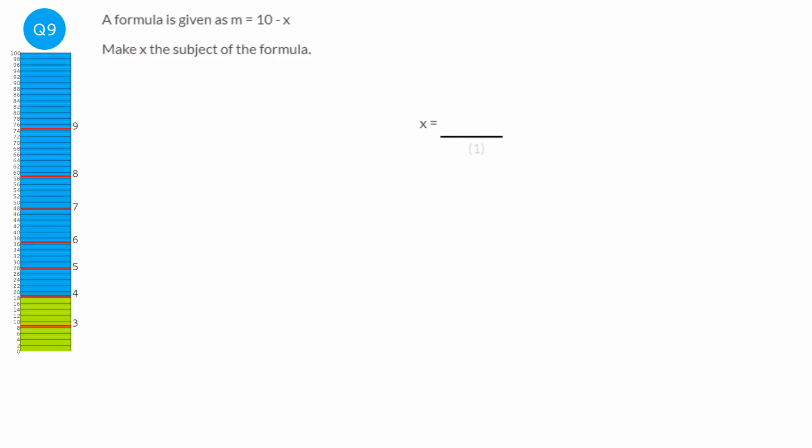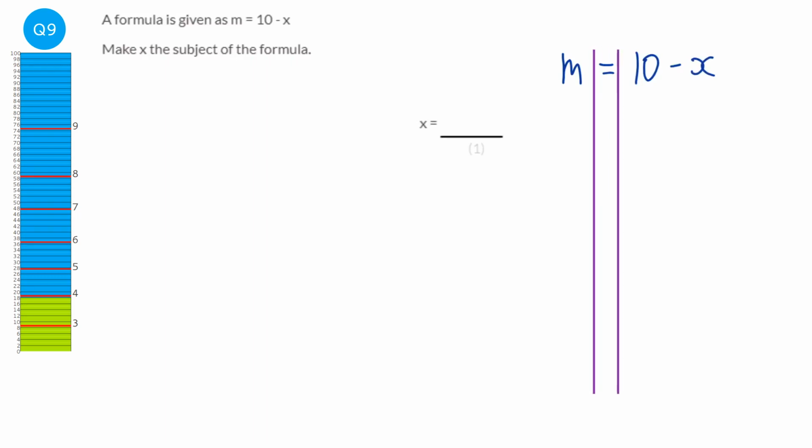To rearrange this, I'm just going to write out the equation again, and I'm going to put my lines in. Okay, so the first thing I'm going to do is try and make the x positive, because we're looking to make x the subject of the formula, which means we need it to be x equals. So what I'm going to do is just add x both sides.